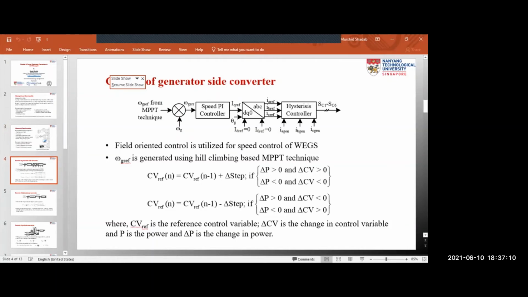This reference generator speed is compared with the generator speed, and the error is fed to the PI controller. The output of the PI controller is taken as the reference quadrature axis current. Since a permanent magnet synchronous generator is utilized here, the reference direct axis current is set to 0. Now the inverse Park's transform is utilized for the DQ0 to ABC transformation, and these reference currents are compared with the sensed stator currents and fed to the hysteresis controller for the generation of switching signals for the generator side converter.